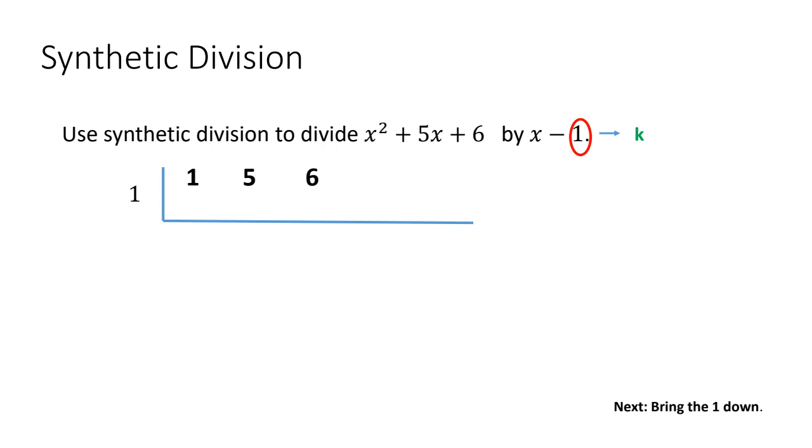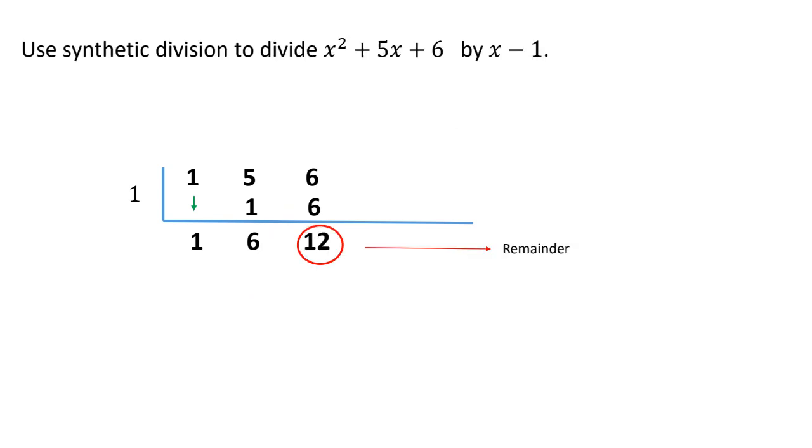Let's bring down the 1. We bring down the 1, and then I'm going to multiply 1 times 1. When I multiply 1 times 1, that gives me 1, and I'm going to put it right below the 5. It's the next step, okay? Then I'm going to do addition. 5 plus 1 is 6, and then I do the process again. I'm going to multiply 1 times 6, and 1 times 6 is 6, and then I'm going to add again. 6 plus 6 is 12, okay? So if we can see here, this 12 is my remainder, okay?